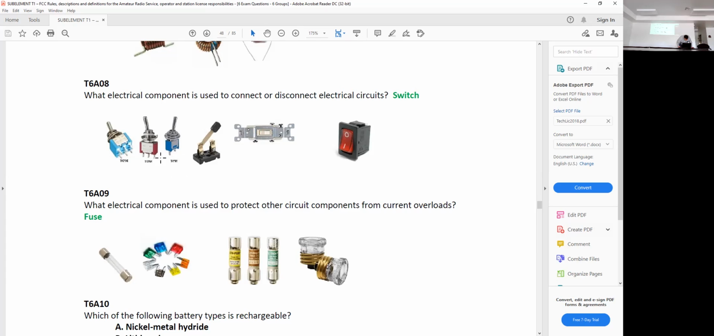The letters underneath these look like they're printed backwards, but there's lots of different types of switch. So the simplest one is a single pole, single throw, meaning it's just one piece of wire and it's either open or closed. So this blue one right here, next to it is the same single pole, single throw, but inside a package so you can't see the guts.